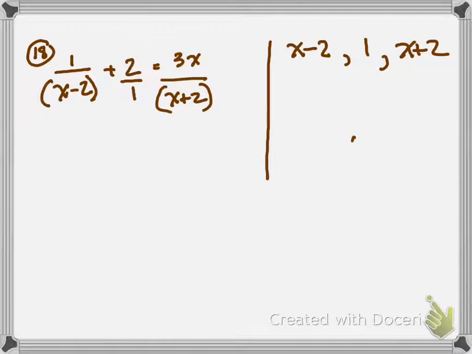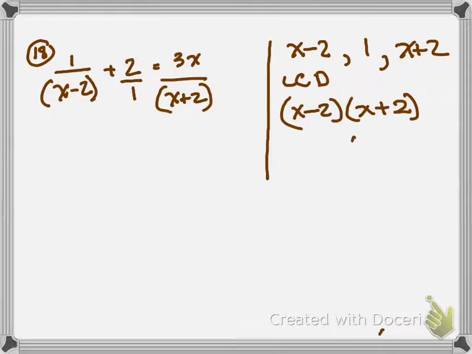I need all of those factors, the x minus 2, the 1, and the x plus 2 in a common denominator in order to be able to clear those fractions. So I'm going to end up with x minus 2 and x plus 2 as my LCD, my lowest common denominator. The 1 doesn't make a difference really, right? It's not going to change the value.